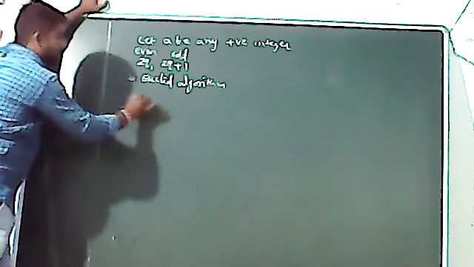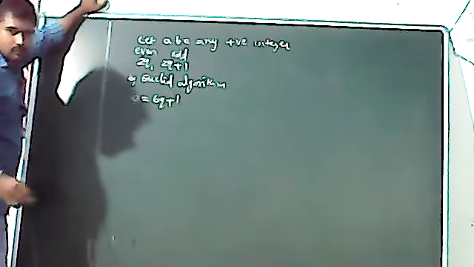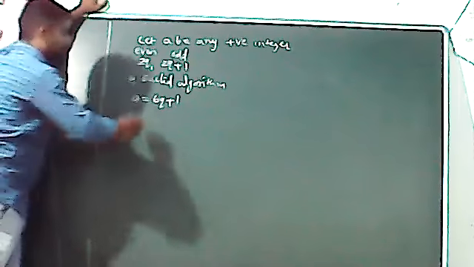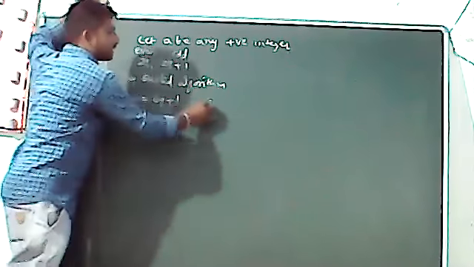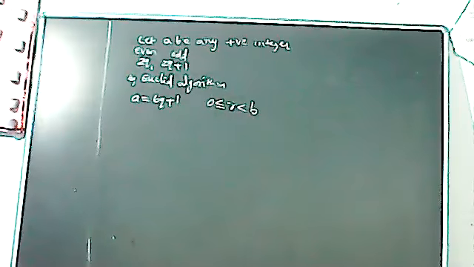In the Euclid algorithm, what is the rule? A equals BQ plus R. And what is the condition? 0 is less than or equal to R, and R is less than B.